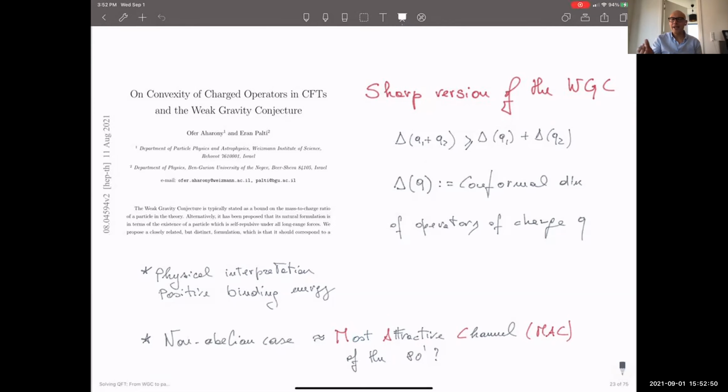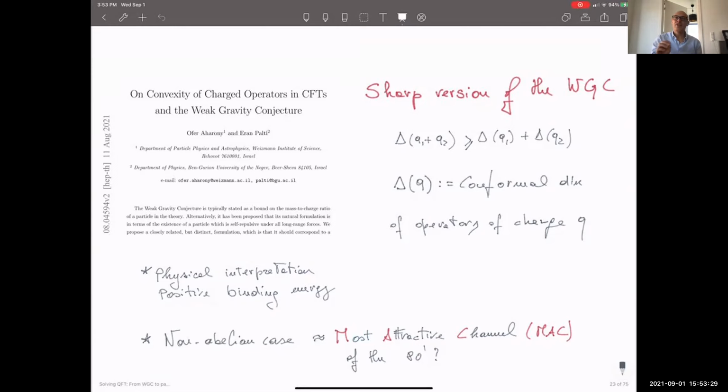Then the masses of these bound states can naively be mapped into the conformal dimensions on the boundary. Then the convexity or superadditivity property says that if you calculate the anomalous dimension or the conformal weight of the sum of two charges, it should be larger than or equal to the conformal dimension of each of the two, okay? So as I said before, the physical interpretation of positive binding energy, I'm sure that Aaron is going to go through in extremely excruciating detail.